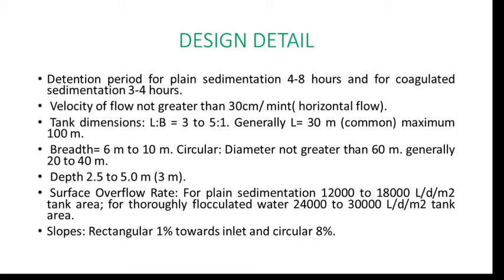The velocity of flow should not be more than 30 centimeter per minute, or you can say 0.3 meter per minute as far as possible for horizontal flow. So this velocity of flow should not be more than 0.3 meter per minute for horizontal flow. The velocity of flow varies from 0.3 to 3 meter per minute in some other cases.